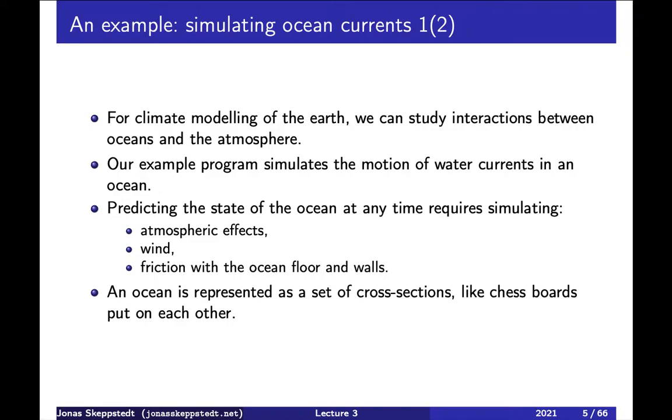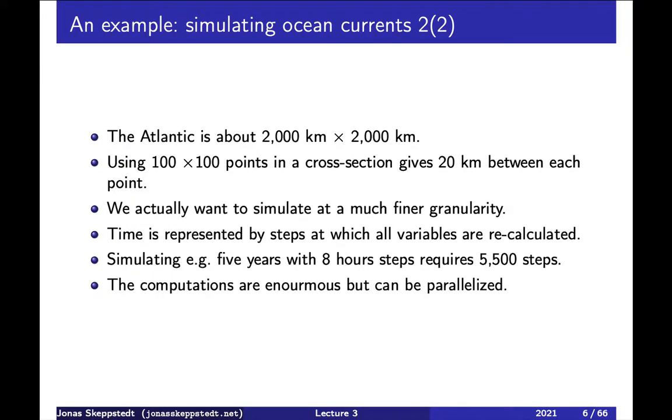We will look at the Atlantic, not at a very detailed level, but what we need to do is to simulate effects from the atmosphere, winds and friction at the ocean floors and walls. We can represent an ocean as a cross section, like a chessboard, with several chessboards put above each other. The Atlantic is approximately 2,000 times 2,000 kilometers. That's a very rough estimate, obviously, but if we use that, it will be fine.